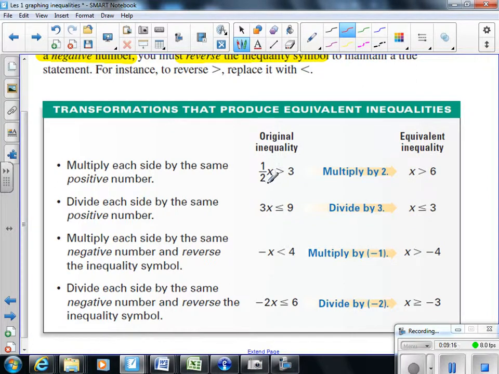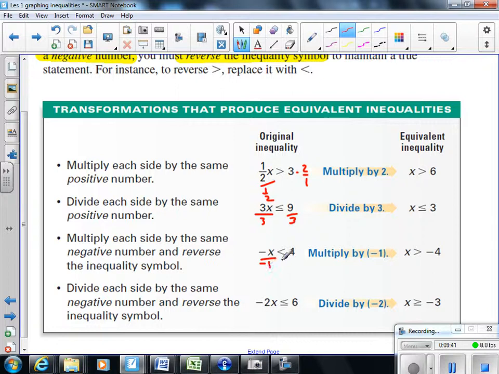In this one, I'm going to divide both sides by 1/2 in order to solve. So would I switch the symbol? No. I would end up dividing by 1/2, which is the same as times 2/1, and I get x is greater than 6. This example, I'm going to divide both sides by 3, so I get x is less than or equal to 3. Do I need to switch the symbol? No, I did not multiply or divide by a negative number.